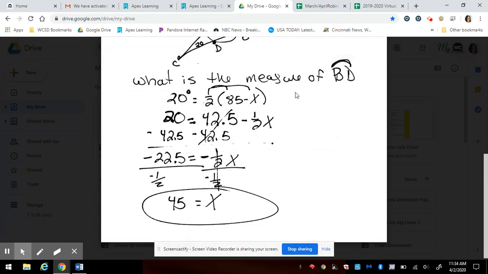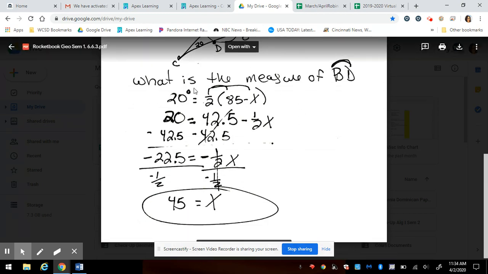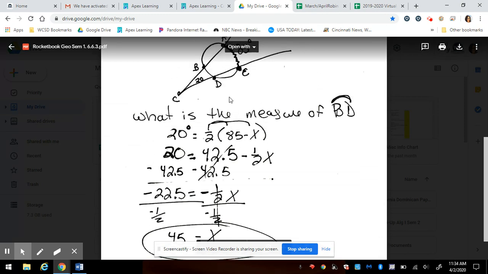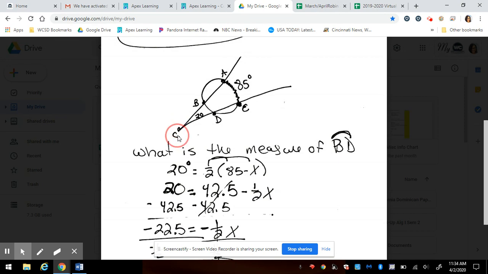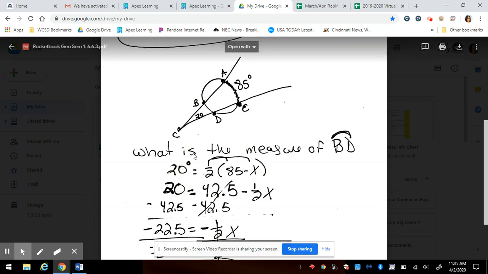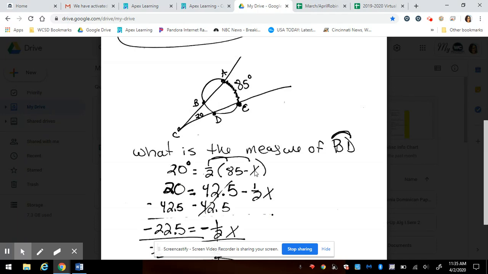Now, the next one is where we look at our measure. Instead, it gives us this angle, but it doesn't give us the minor arc. So if it gives us the angle, now we have to figure out what this minor arc is. We still use the same formula, but now we have to fill in what this arc is. So here is our angle.